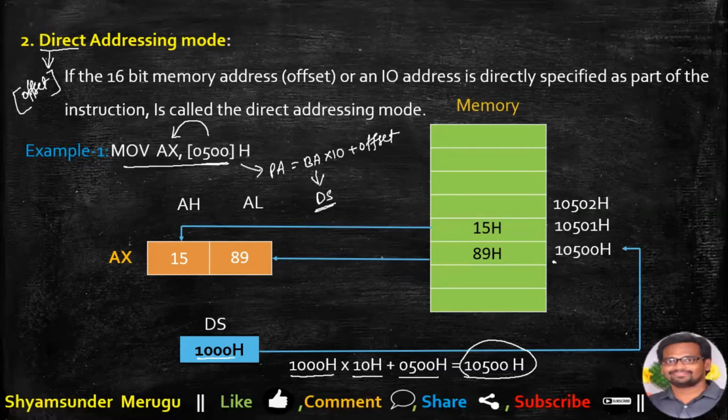Let us consider it is pointing to 10,500H, right? So here, whatever data is available, I assume that 89 is available here, okay? Now that data is there in the lower specified address location and some other data, 15H, is there in the upper specified memory location. So the lower specified data will move to AL and the upper specified data will be moved to AH. So this way our direct addressing mode will work.